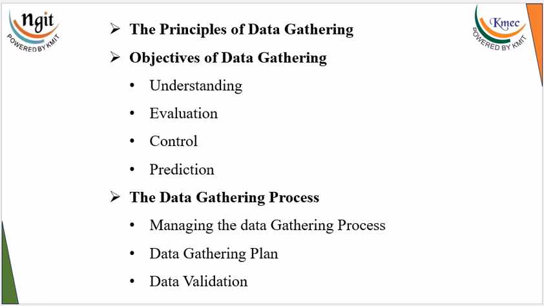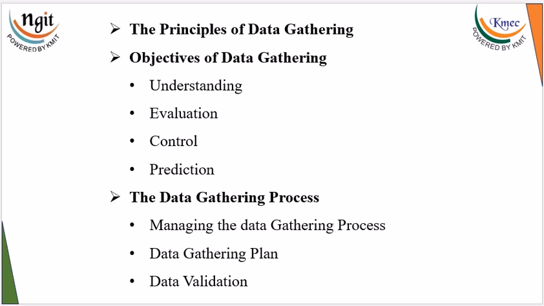Third is control. This data gathering can be used to control some activity of the product or product development process. Fourth is prediction. This is used to develop rate or trend indicators. This can be done based on the data collected from your data gathering process. So what is the process used for data gathering? We'll try to understand now.